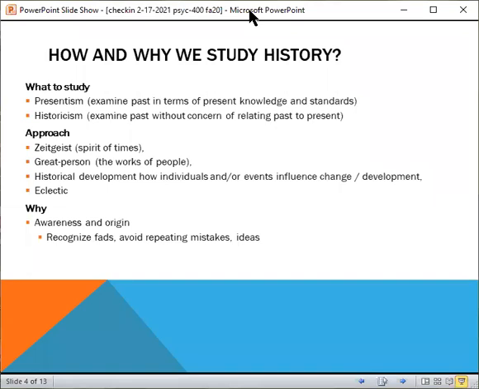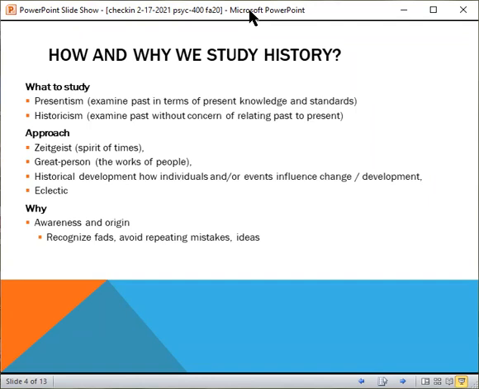And then we have historical development, which is how individuals and or events influence, change, or develop history. And of course, you're not tied to any one particular approach. You can use an eclectic approach where you use a little bit of all these types of things, or maybe even something slightly different.